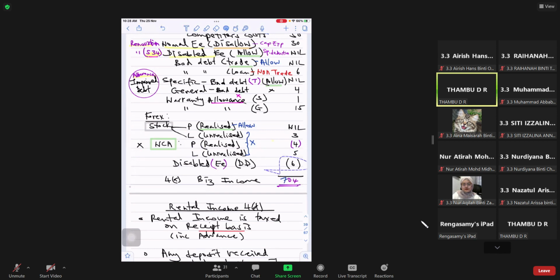Disabled, I give double deduction. So you already deducted this once. This is the second time. Double deduction, or another word is further deduction. That is your answer.